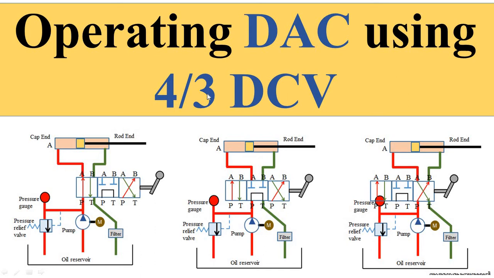In the earlier video you saw that we generally use the 3x2 DCV or a 4x2 DCV. Here we use the 4x3 DCV. In the earlier case we were able to only extend and retract the cylinders. But in between we need to stop the hydraulic or pneumatic system. At that time we require the middle position, or third position.